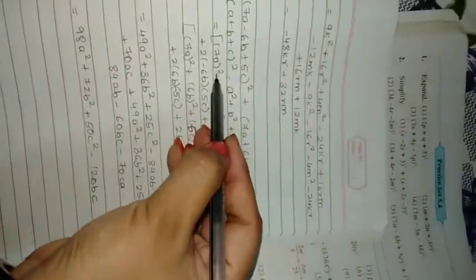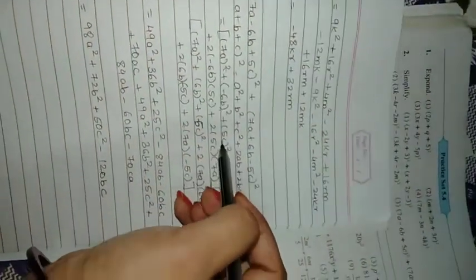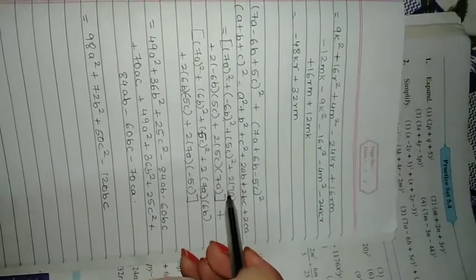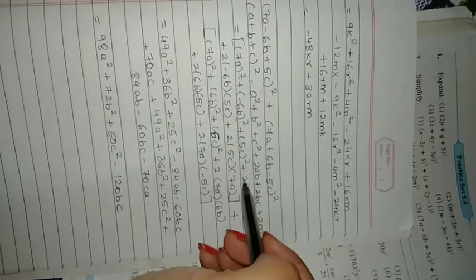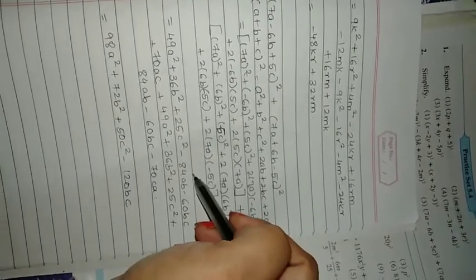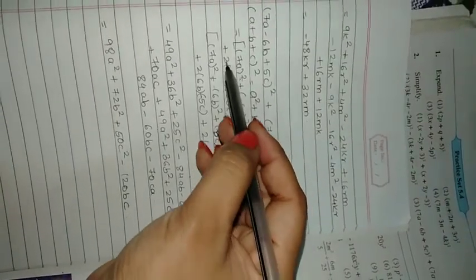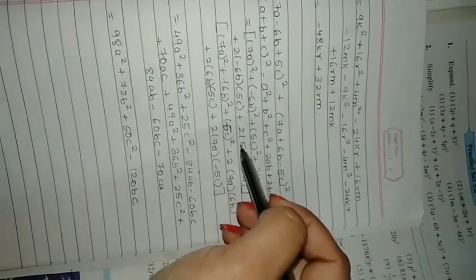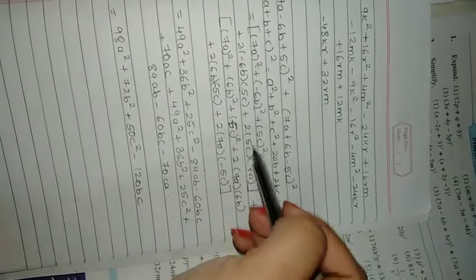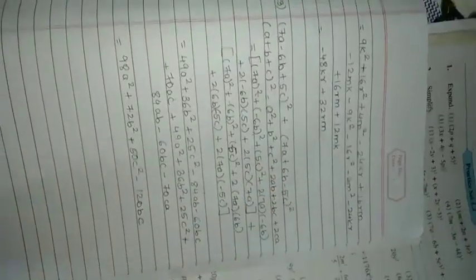So 7 7s are 49, so 49a square plus 36b square plus 25c square. 7 2s are 14, 14 6s are 84, minus plus minus, so minus 84ab. 5 6s are 30, 30 2s are 60, so minus 60bc. 7 5s are 35, 35 2s are 70, so 70ac. Similar way for the second term.